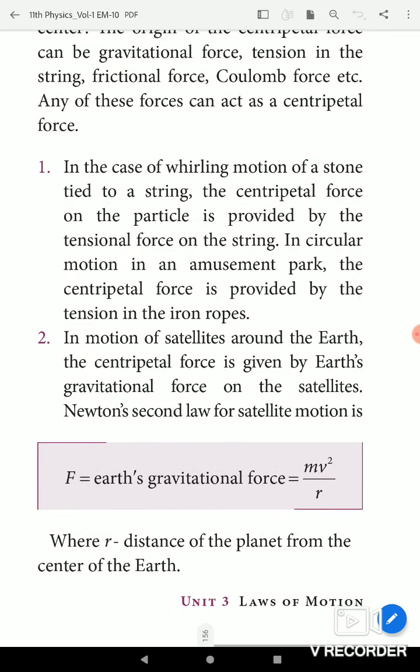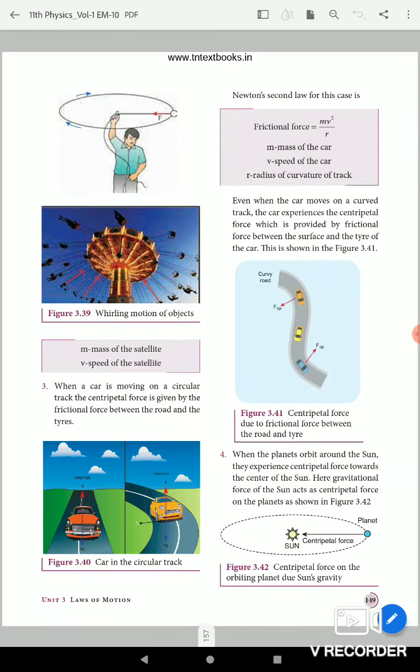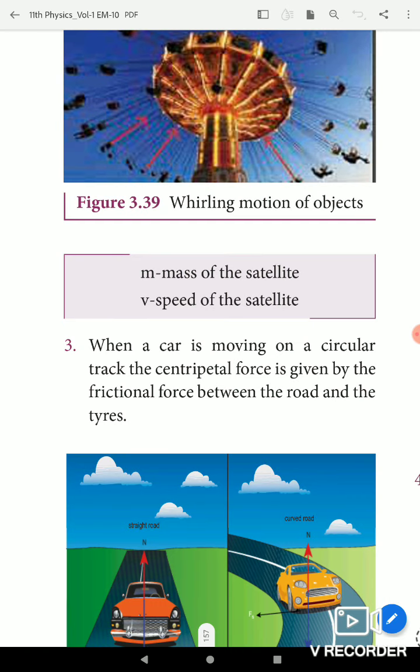In motion of satellites around the Earth, the centripetal force is given by Earth's gravitational force on the satellites. Newton's second law for satellite motion is F equal to Earth's gravitational force, equal to m v square by r, where r is the distance of the satellite from the center of the Earth, m is the mass of the satellite, and v is the speed of the satellite.